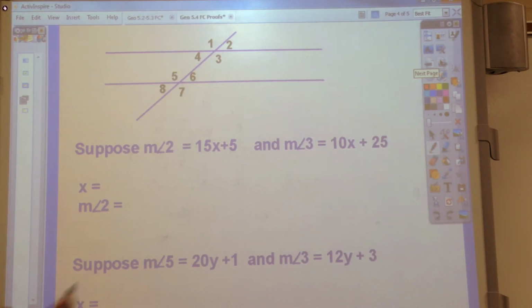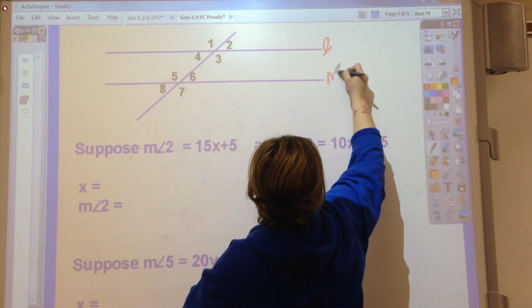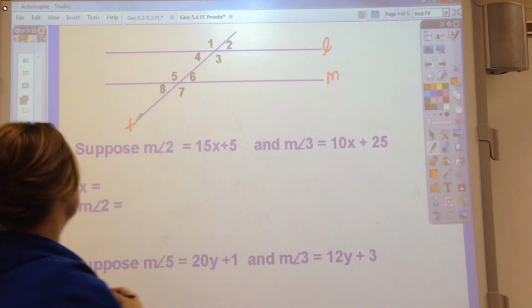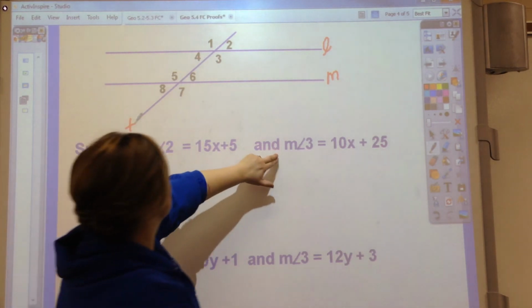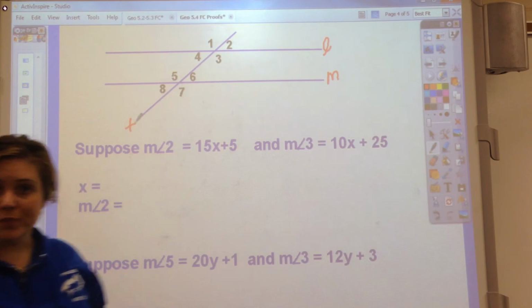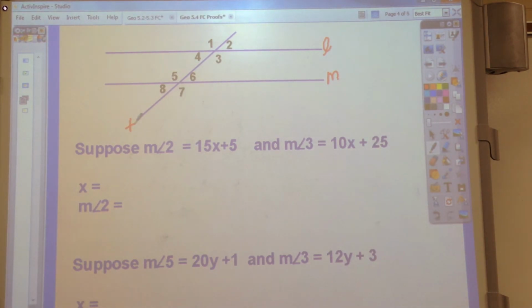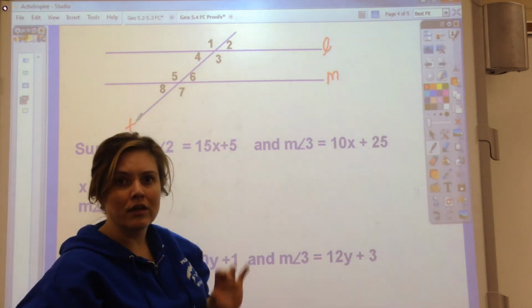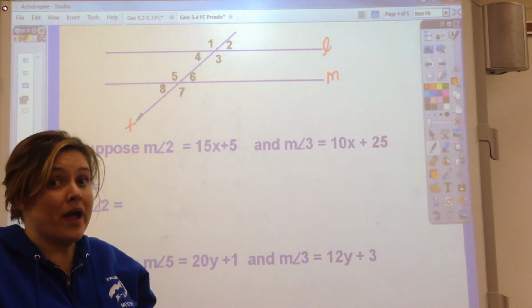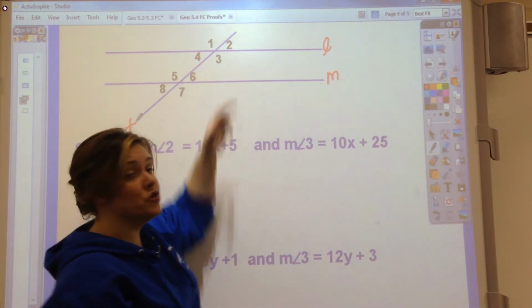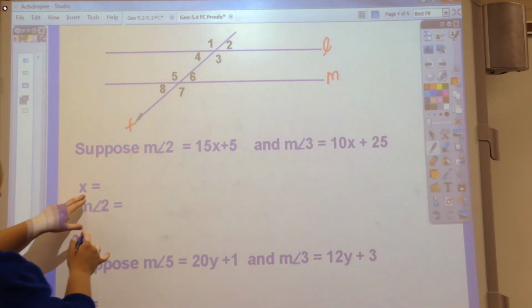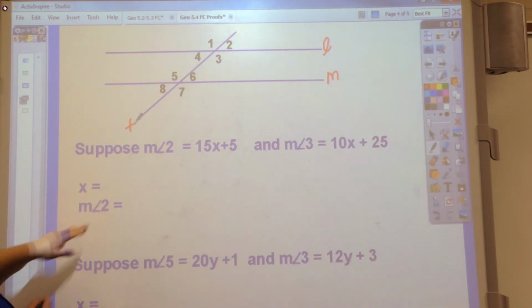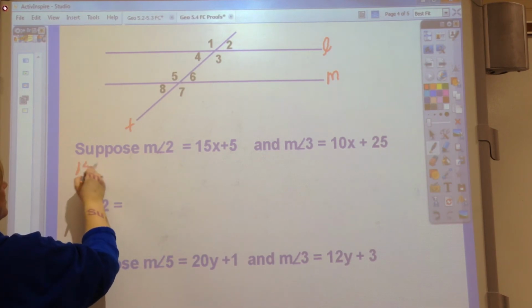This is a transversal. Let's call this L and M like I usually do, and it's cut by transversal T. And notice that measure of angle 2 and measure of angle 3 are right here. Are they corresponding? No. Are they vertical? No. What kind of angles are 2 and 3? Hopefully you thought linear pair. They're definitely a linear pair of angles, so we know that their sum equals what? Absolutely, 180 degrees.